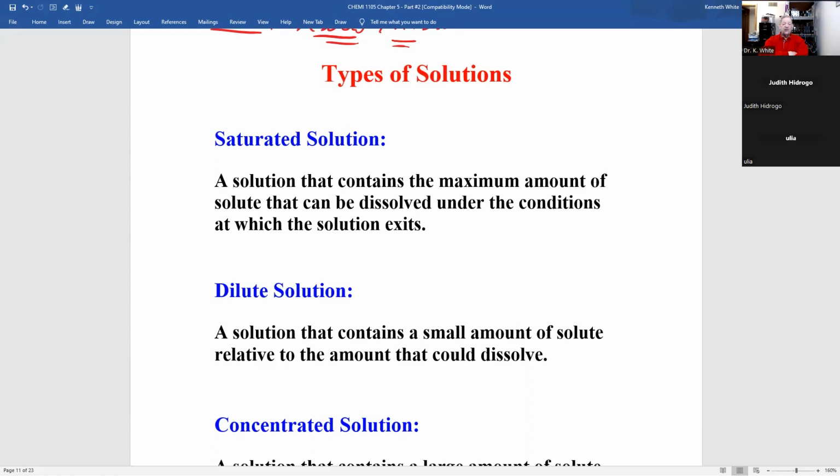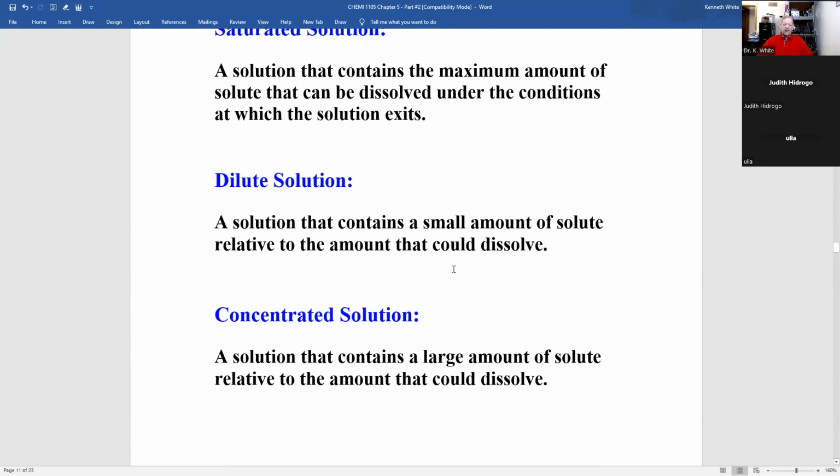Now, a dilute solution is a solution that contains a small amount of solute relative to the amount of that solute that could dissolve in that solution.